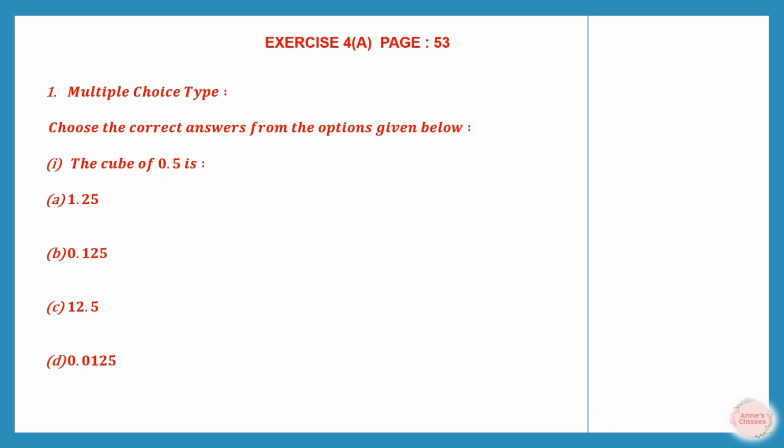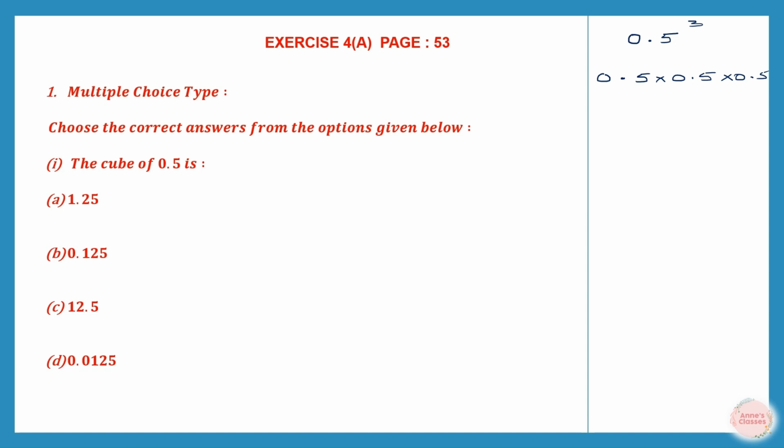Now 0.5 is a decimal number. Now we have learned how to multiply decimal numbers. What do we do? We remove the point and we multiply, and then we put back the point. So this is 0.5 into 0.5 into 0.5 when we are talking about the cube of 0.5.